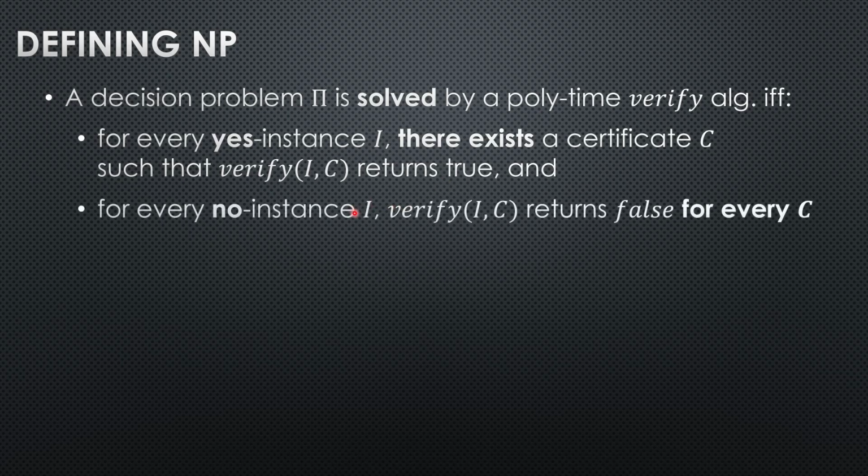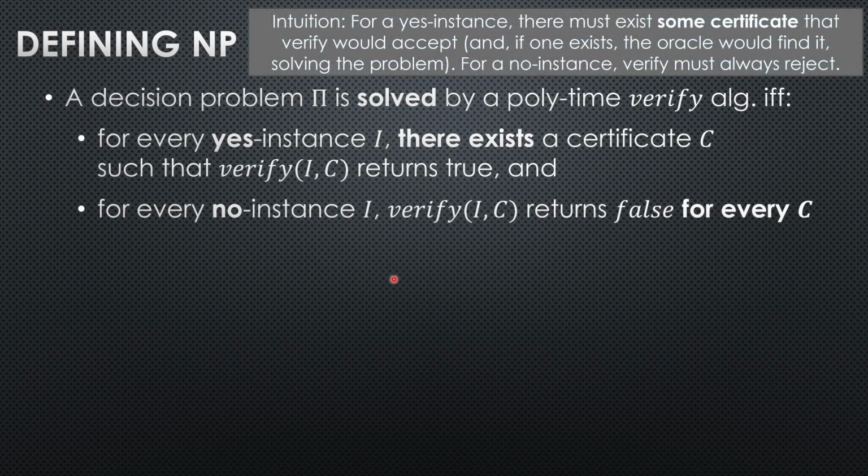And for every no instance I, verify I should return false no matter what this certificate C is. No matter what garbage you get fed conceptually by the oracle, you're going to check it against I, and you're going to say that's not a valid proof. So for every no instance, verify I, C must return false. For every yes instance, there should exist a certificate so that if verify were called on that certificate, it would return true.